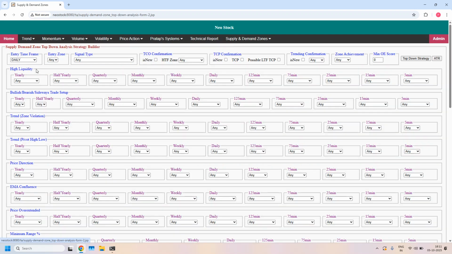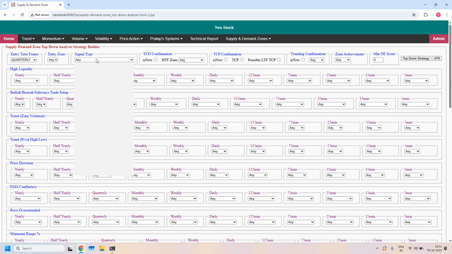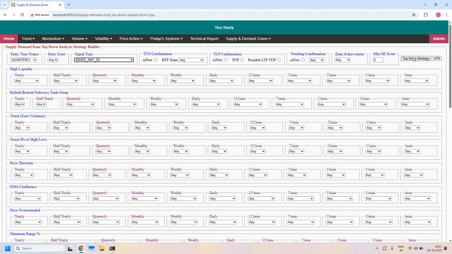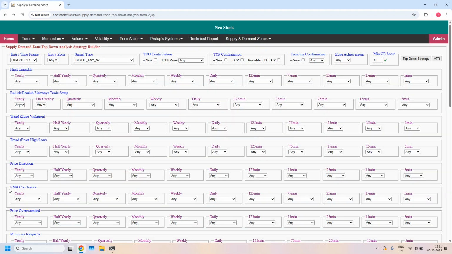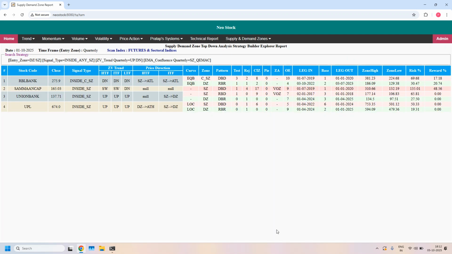Okay, next, price closed inside the quarterly supply zone. We got 12 stocks. We can further filter based on quarterly supply zone having quarterly EMA Confluence. And also trend on the quarterly should not be sideways. We got 4 stocks.